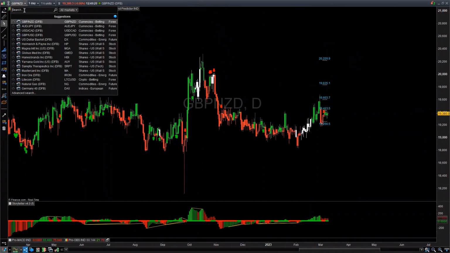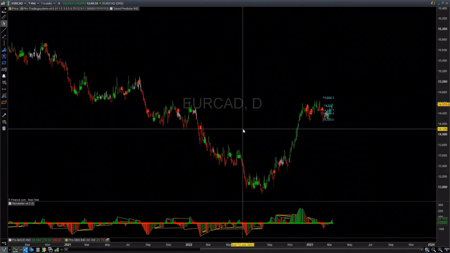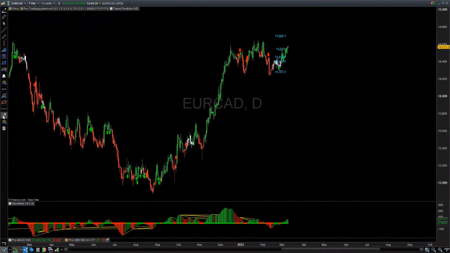Let's try another one. Let's go for Euro versus CAD. So Euro CAD, look at this, beautiful uptrend, really nice. You decide when the trend is changing. So for me, it will be around there.